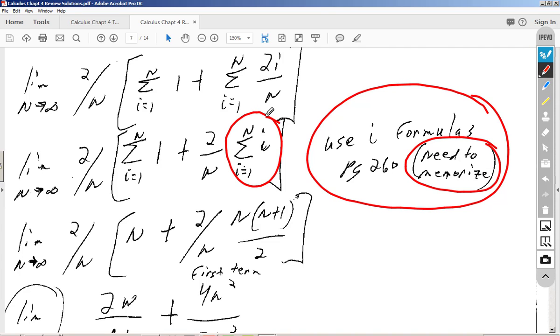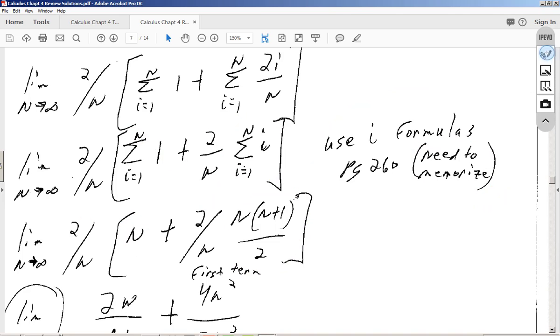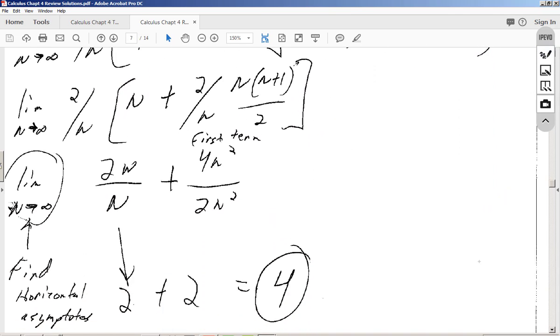So notice our 2 over n is a constant, stays the same. This is n times 1, which just becomes n. And then I still have my 2 over n. And then my formula for i is n times n plus 1 all over 2. Now we're going to go ahead and take the limit as n approaches infinity.